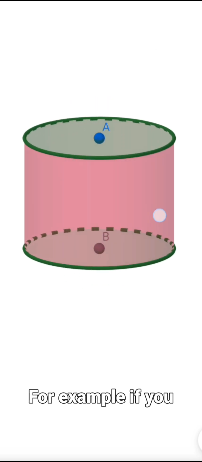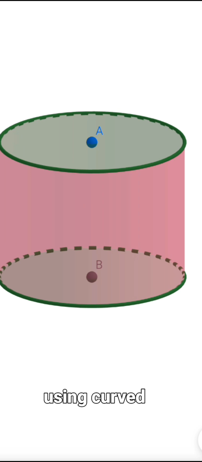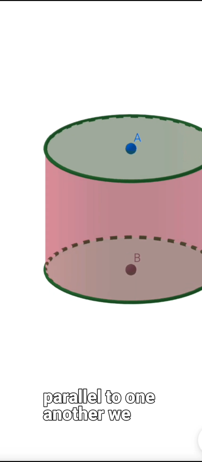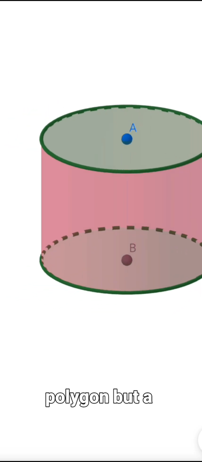For example, if you take the example of a cylinder, because we are using curved surfaces, even though the bases are 2 and parallel to one another, we cannot consider it as a prism because we have not used the polygon but a curve.